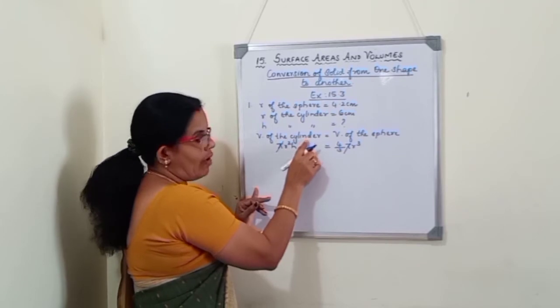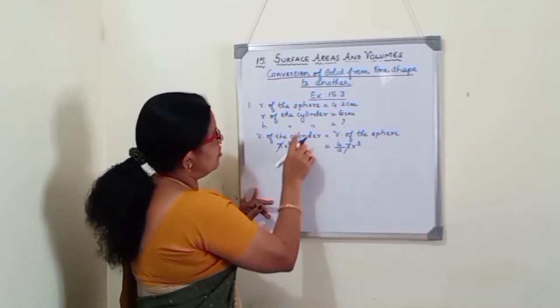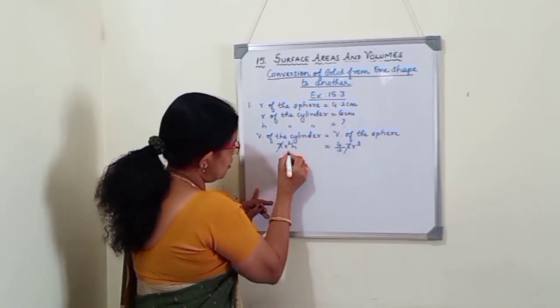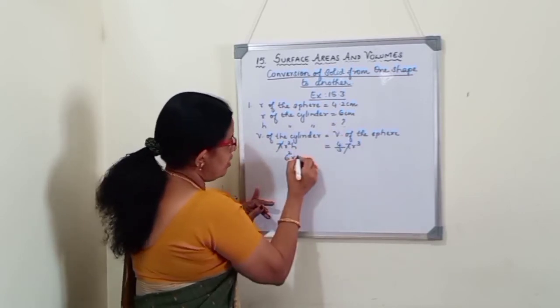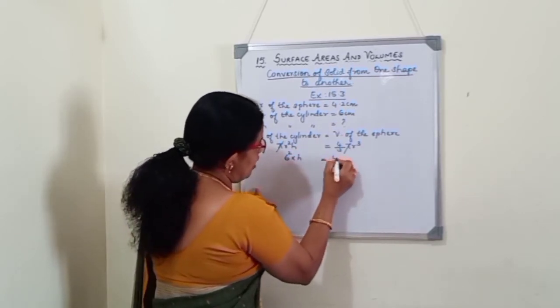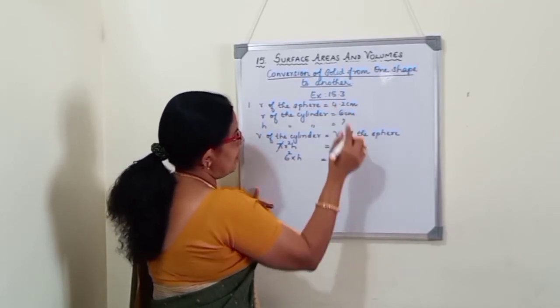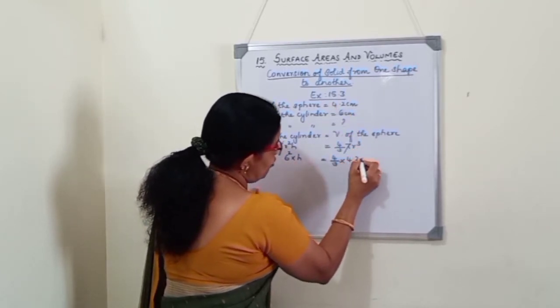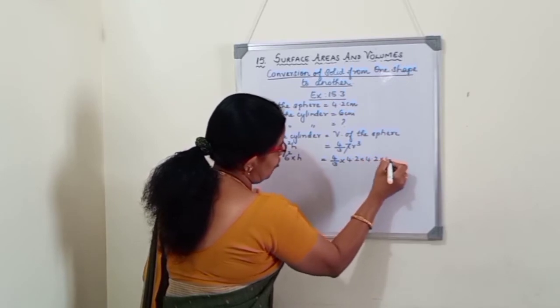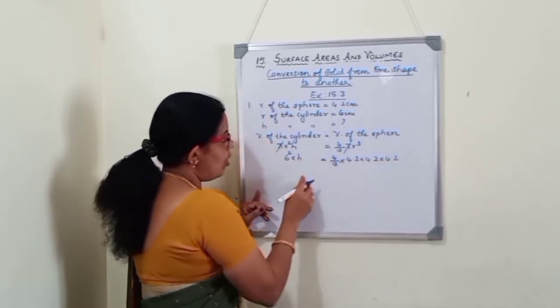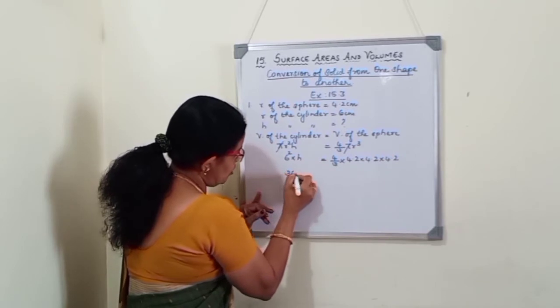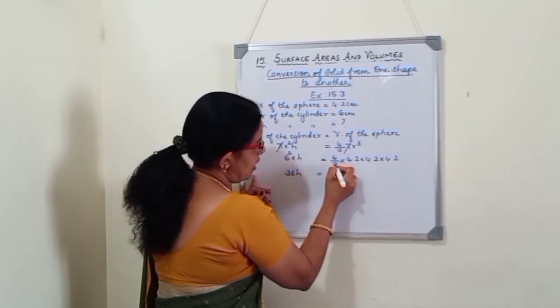Left side is the volume of the cylinder. What is the radius of the cylinder? It is 6. So 6 square into height, which we should find. So h we will write. Right side, 4 by 3 into r cube. r is the radius of the sphere. It is 4.2. I'll write 4.2 three times separately: 4.2 into 4.2 into 4.2. So 6 square is 36h is equal to, here 1 by 3 I'll cancel.